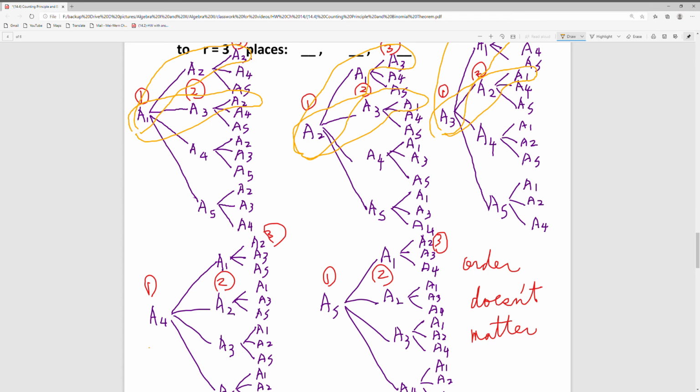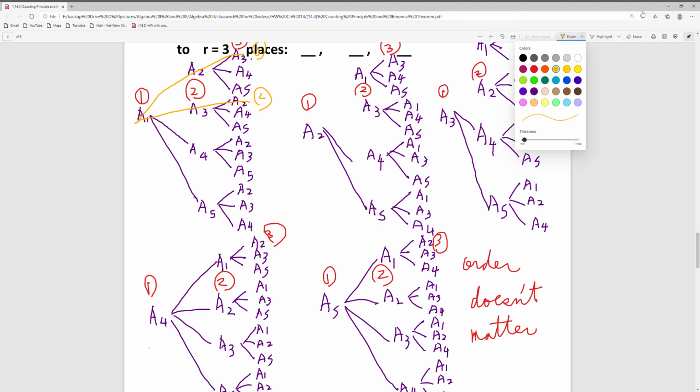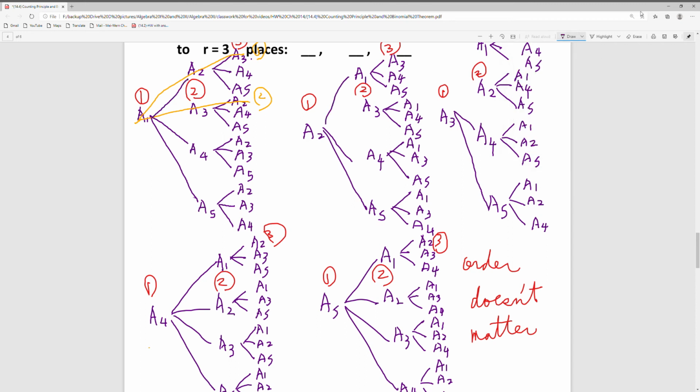Oh, my color looks ugly. That's not good color. Let me redraw. Okay. So I will say A1, A2, A3. A1, A3, A2. This one, this two, right? Oh, I know. I see what happened. Okay. This is supposed to be a 9 here. Right. I accidentally erased it. Okay. Fine.